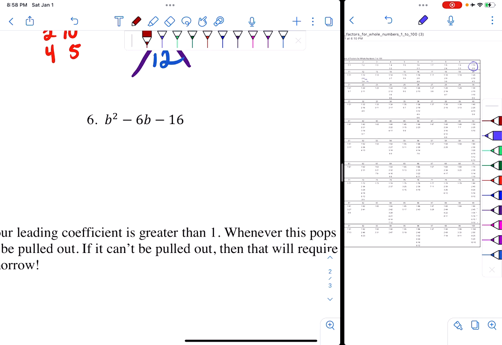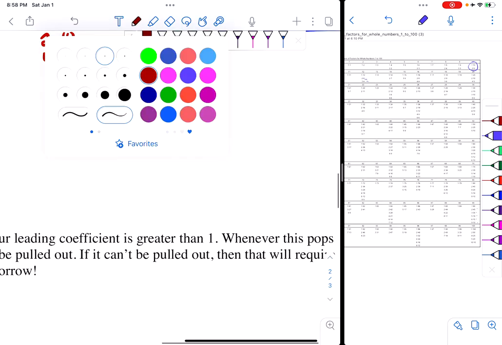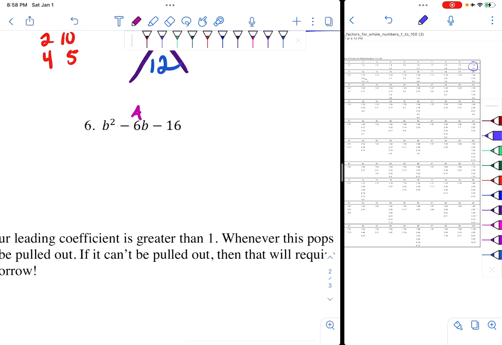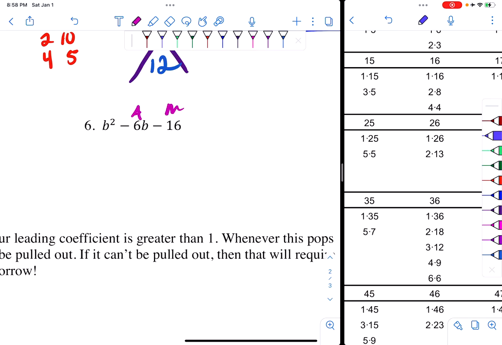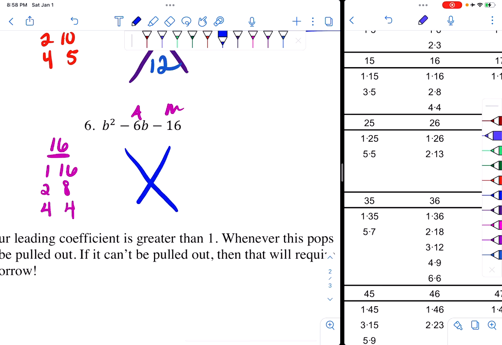Number 6, b squared minus 6b minus 16. I want to add up to negative 6 and multiply to negative 16. So when multiplying to 16, I have 1 and 16, 2 and 8, and 4 and 4. So I draw my diamond. And I think about it, it's got to be 2 and 8, but I have to figure out how I can use my 2 and my 8.